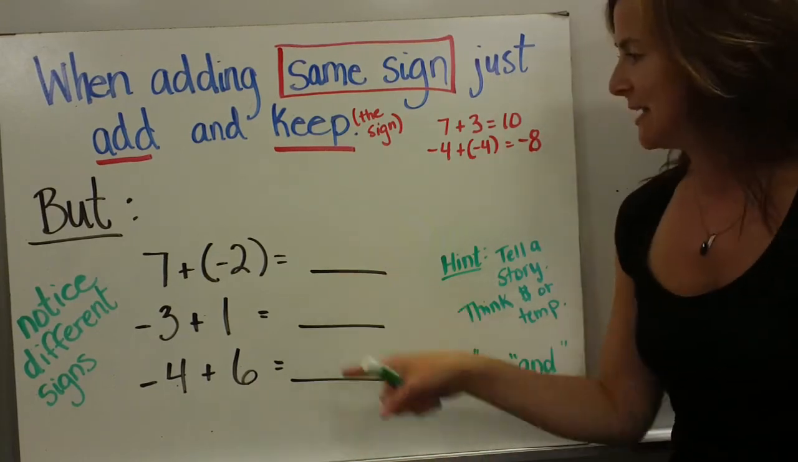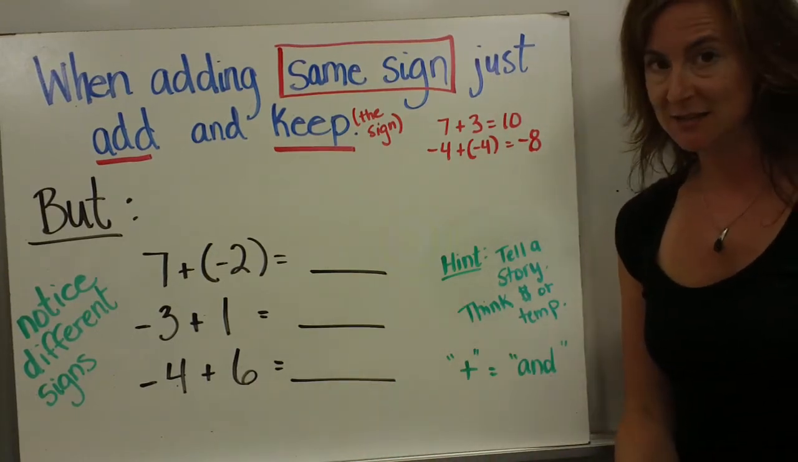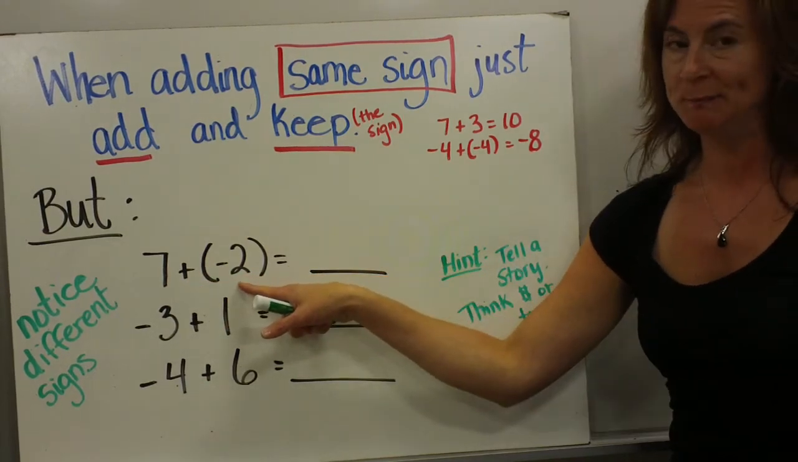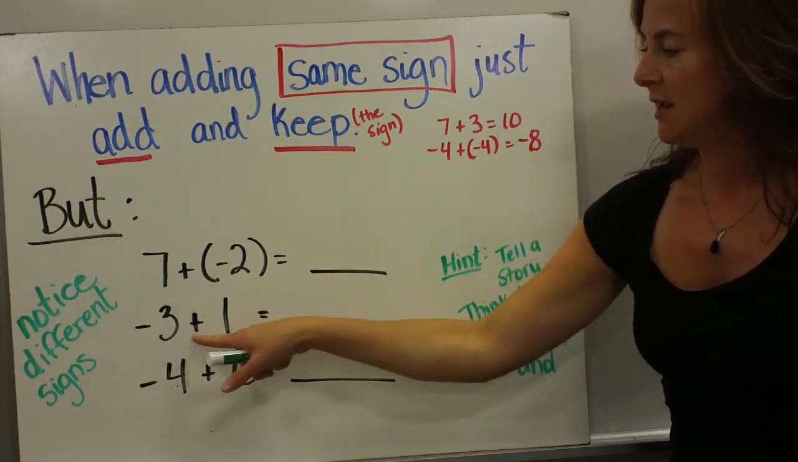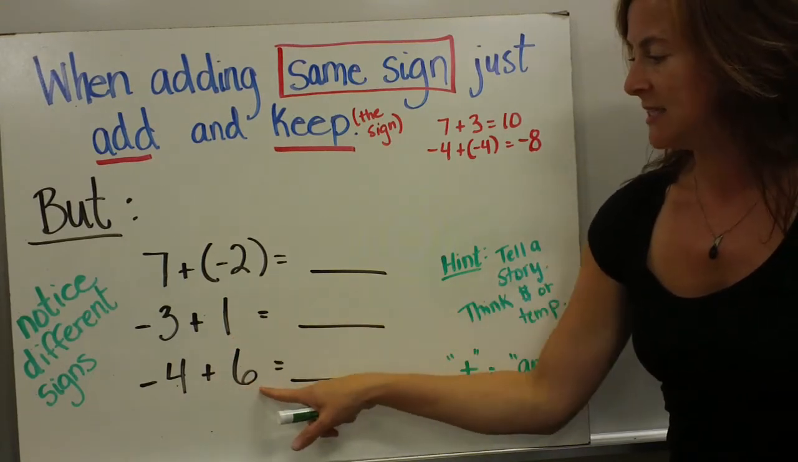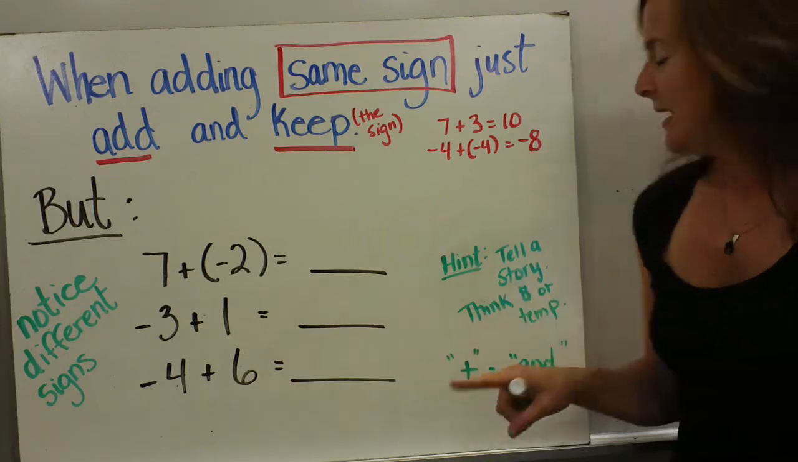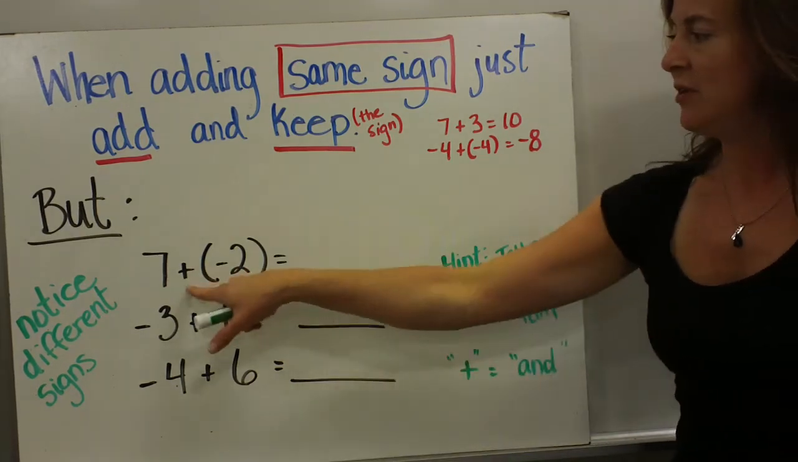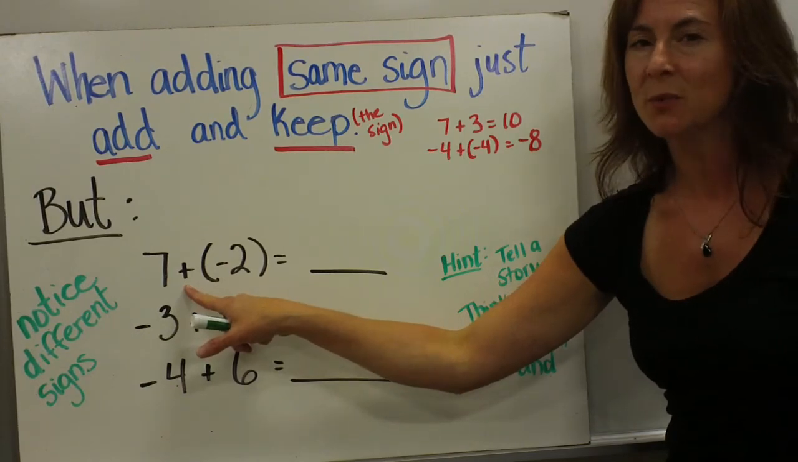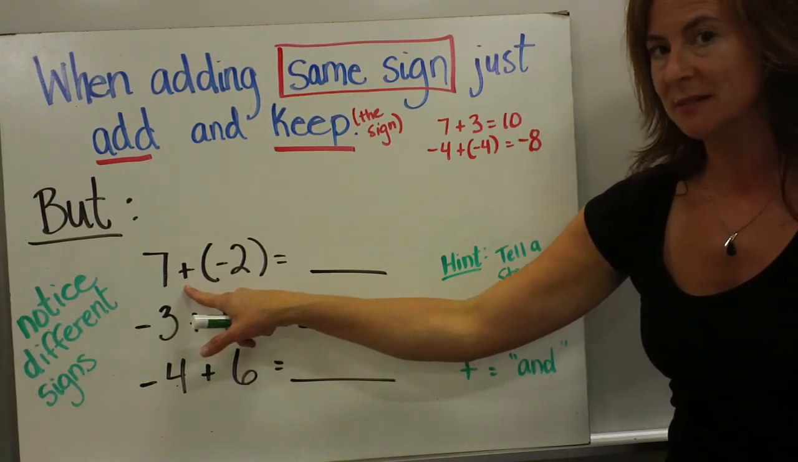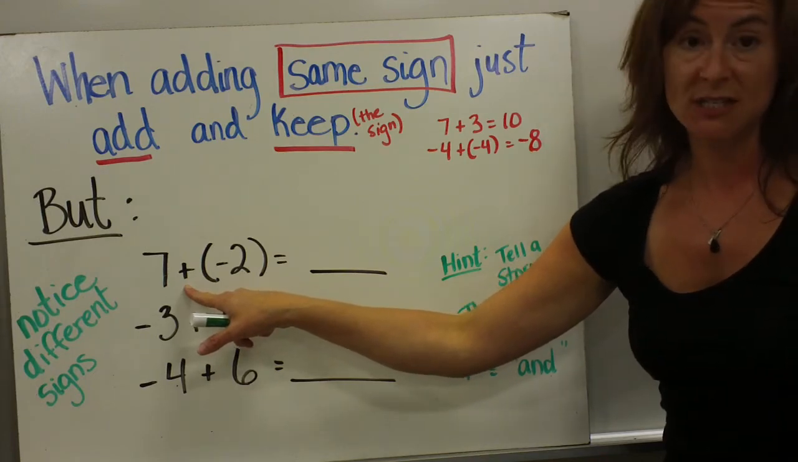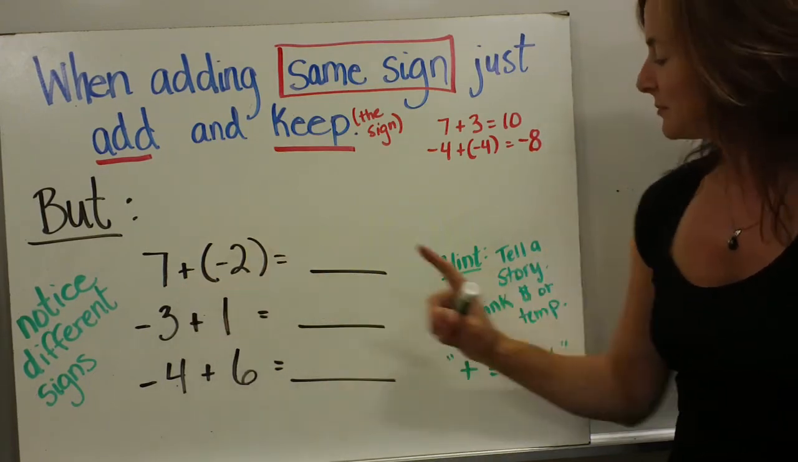But watch what happens with these examples. Notice that all of these examples have different signs. 7 and a -2. -3 and 1. -4 and 6. Now notice that whenever I see this plus sign, this addition sign, I'm using the word and. I'm doing that for a reason. This is going to help me when it comes to solving addition and subtraction integer problems.